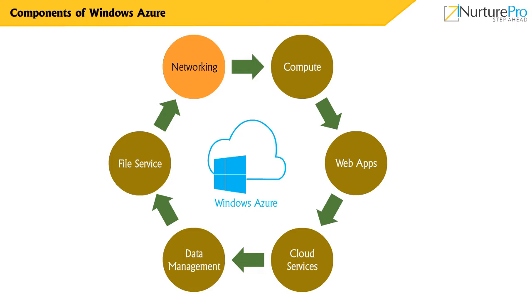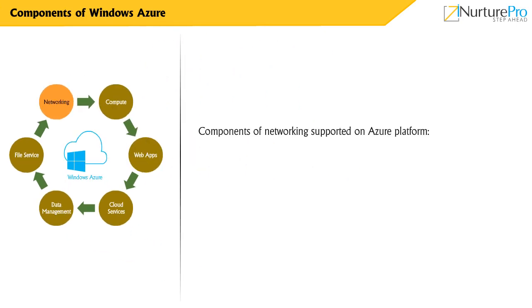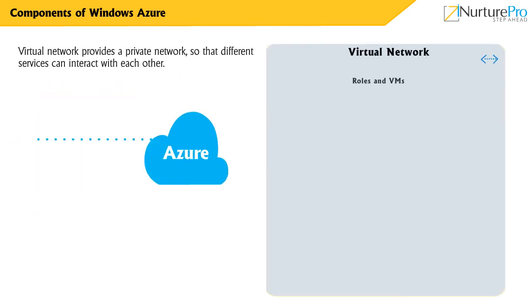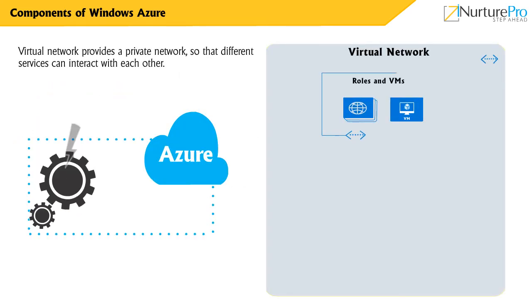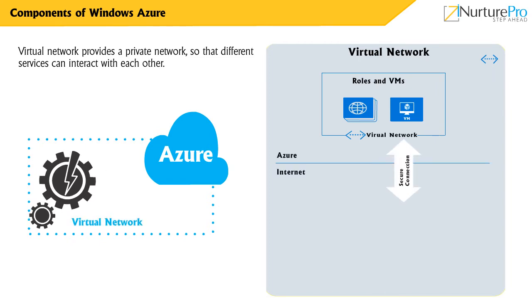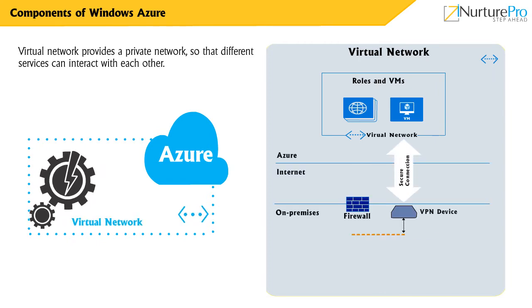Azure runs successfully across many data centers spread globally. Different virtual networks can be connected using virtual private network or VPN devices. Also, VPN gateways enable network administrators to configure various virtual networks among different local area networks connected to each other. Some of the components of networking supported on the Azure platform include Virtual Network, Express Route and Traffic Manager. The virtual network provides a private network so different services can interact with each other. They can be created when required and deleted when no longer needed.